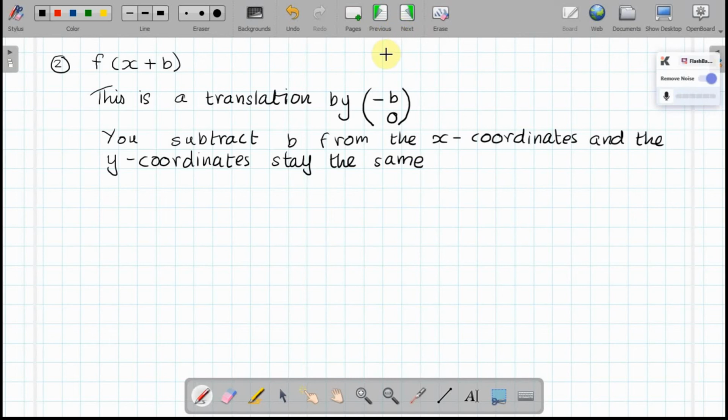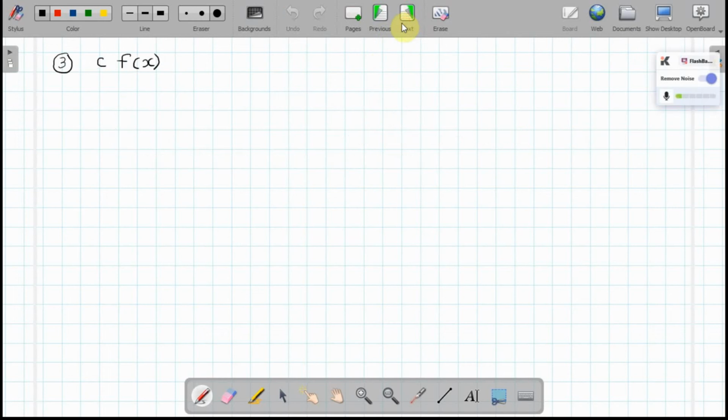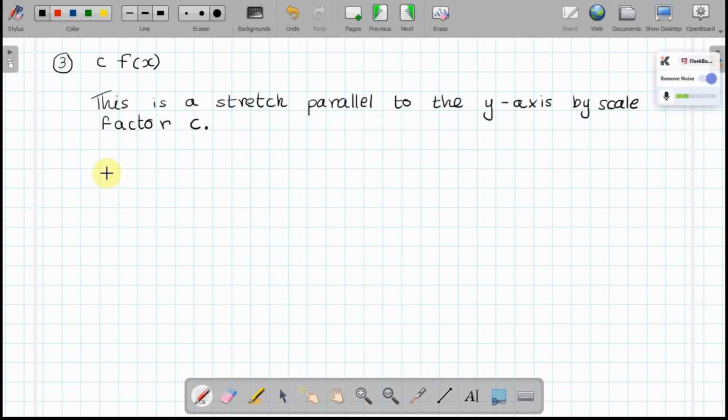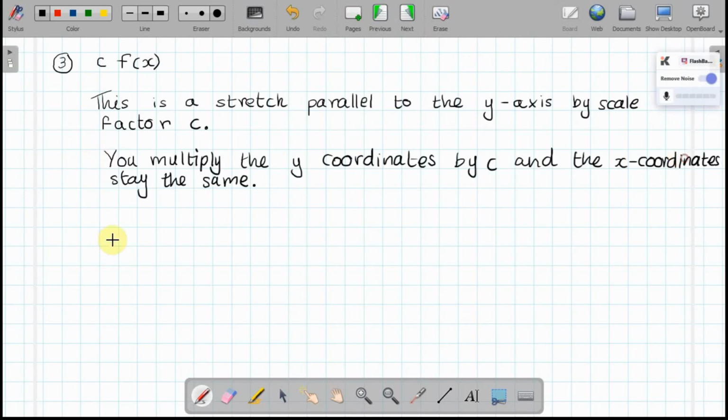Okay, now the next transformation is going to be in this form. What does this mean? First, the mathematical definition. This is a stretch parallel to the y-axis by scale factor c. What does that mean? Well, you multiply the y coordinates by c, and the x coordinates remain the same.